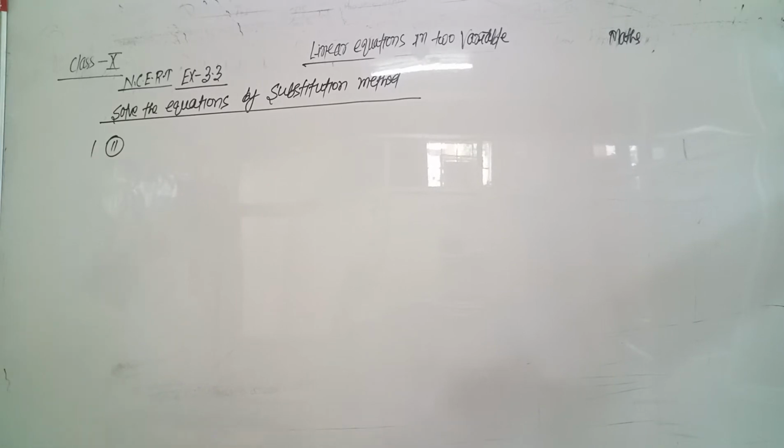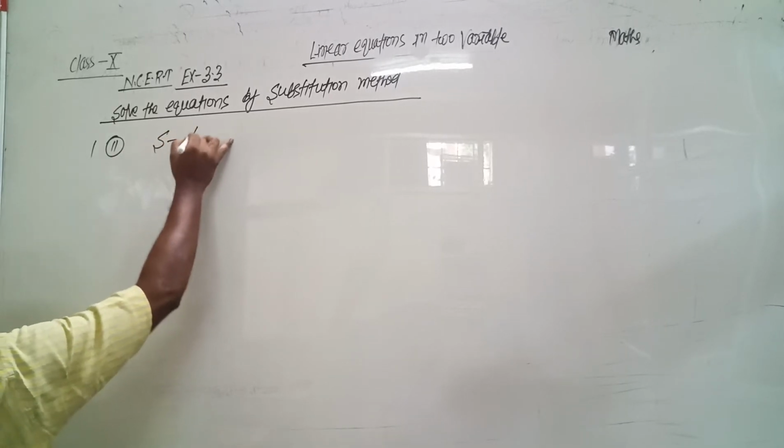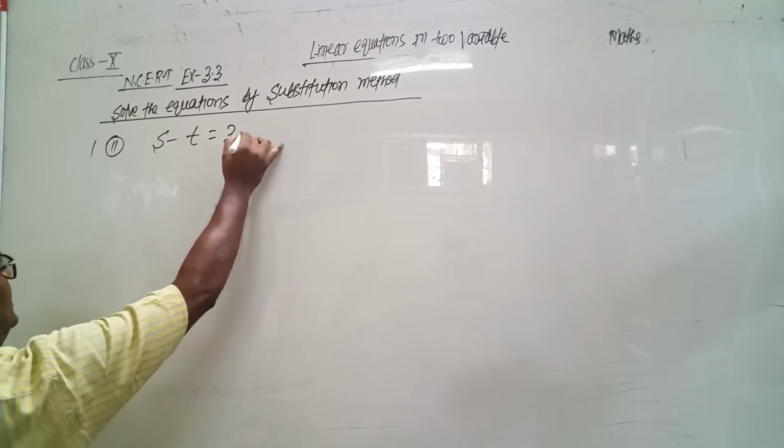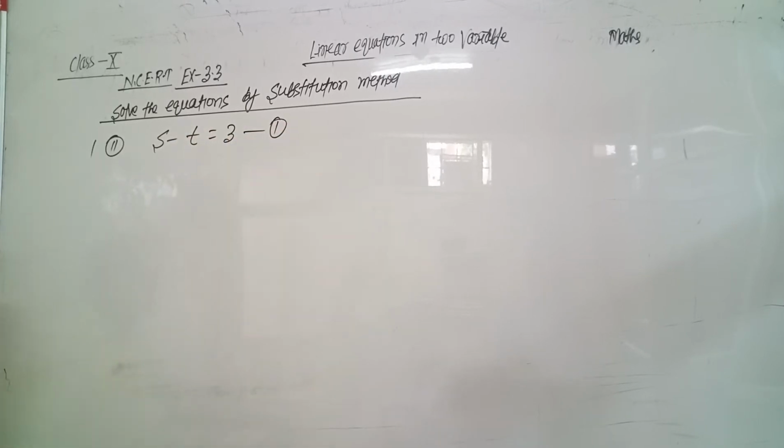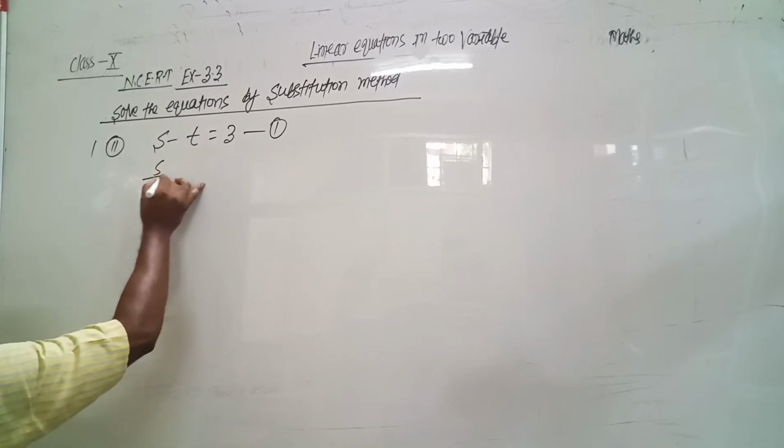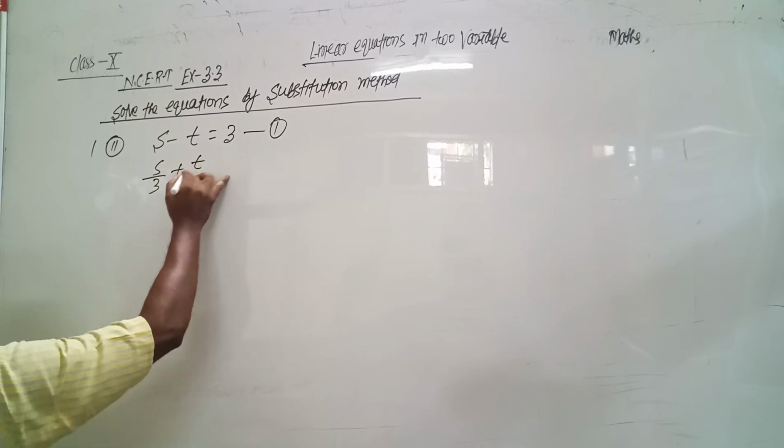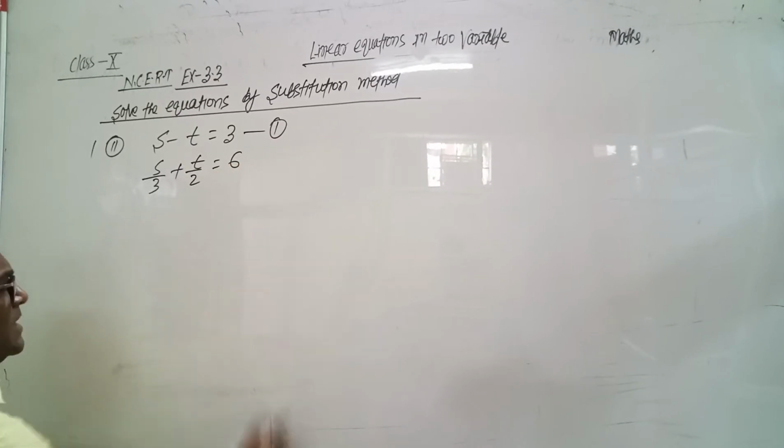By substitution method, we have to solve the equations s minus t equals 3. This is the first equation. And s by 3 plus t by 2 equals 6. This is the other equation.